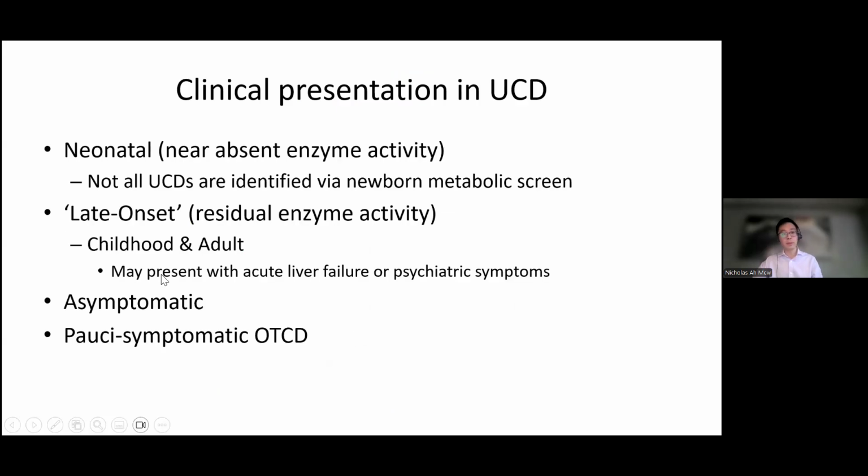We already talked about this late onset or childhood or adult presentation, the asymptomatic group. I want to highlight that more recently there has been more work on what I'm calling pauci-symptomatic OTC deficiency, which is to say that there are patients who have some but not all of the features of OTC deficiency, who may not necessarily have frank hyperammonemia or evidence of impaired nitrogen metabolism based on biochemical tests, but do have clinical symptoms that may include abnormal executive functioning or memory, for instance.